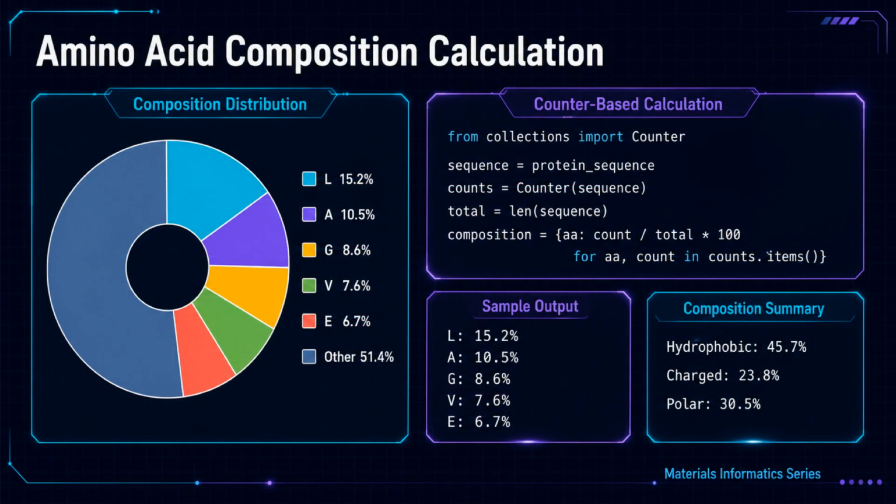Amino acid composition is a basic but powerful feature. We count each amino acid and convert to percentages. This gives us a 20-dimensional feature vector. We can also aggregate into higher-level properties like percent hydrophobic, percent charged, and percent polar. These aggregated features often correlate with protein function.